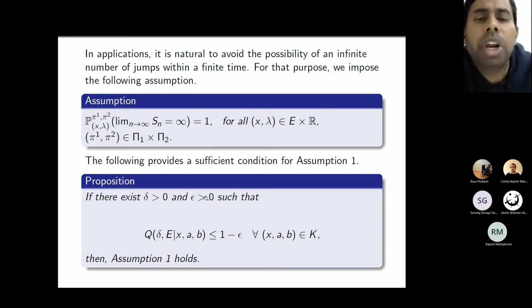Now, this is an assumption. So what is a sufficient condition for such an assumption? The sufficient condition is given by this proposition. Let me just describe in words what it means. What this basically tells you is that with probability at least epsilon, the time spent in each state will be at least delta. So in each state, with probability at least epsilon, the process will stay for an amount of time delta. If you assume such a thing, then you can ensure that there will be only finitely many jumps in a finite time. So this is just a technical assumption you need so that you have only a finite number of jumps in a finite time interval with probability 1. And this is a sufficient condition for such an assumption to hold true.